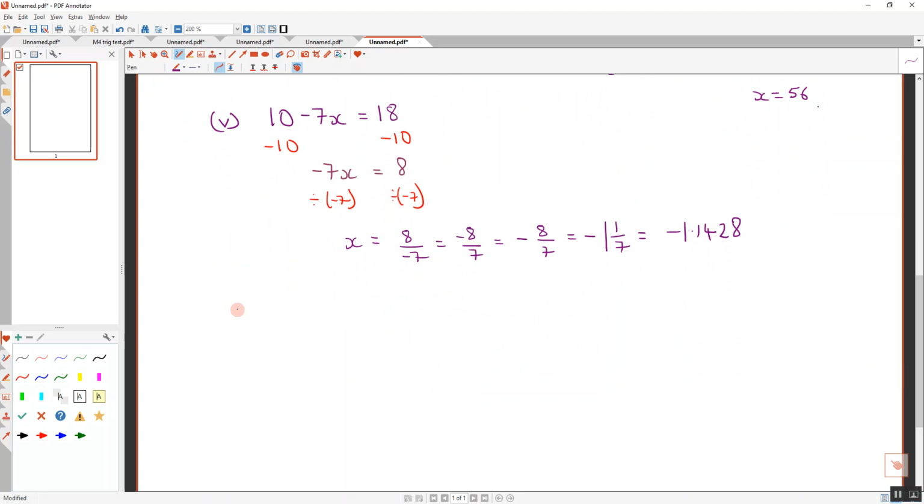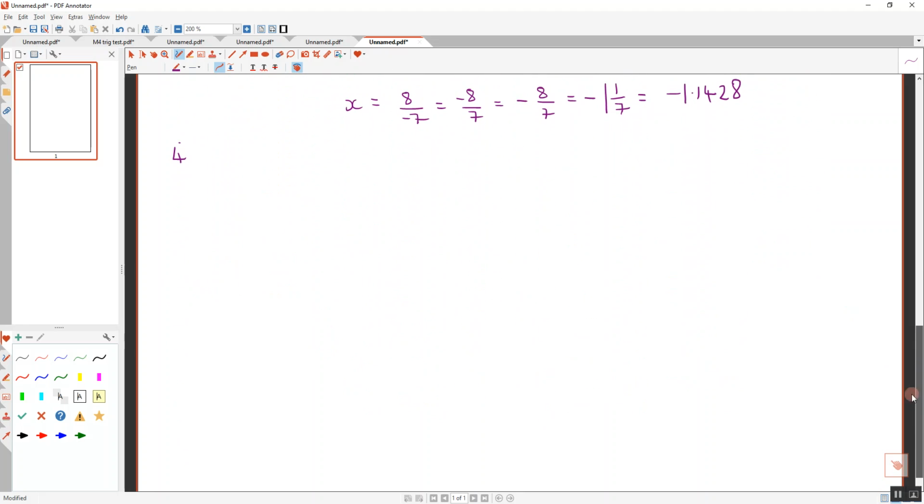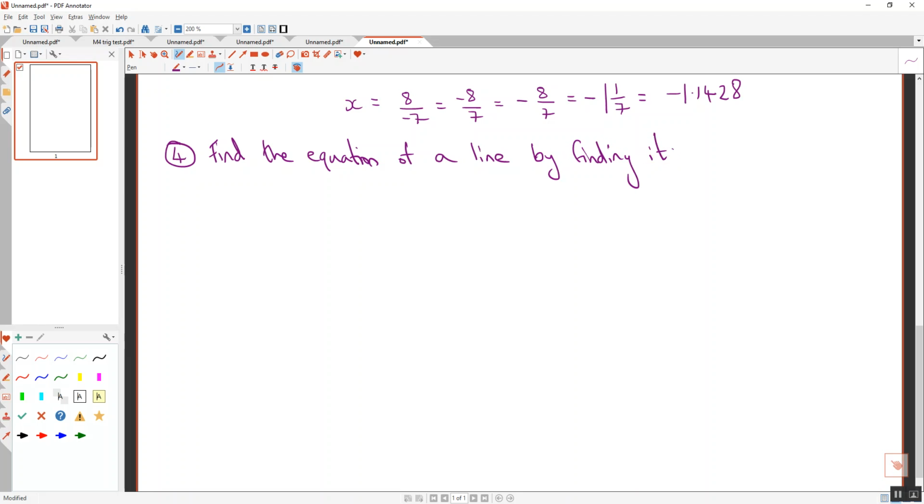All right, so the last thing. So what is this, number 4? Yes, this is number 4. Okay, let's see how well we remember this. Find the equation of a line by finding its gradient and y-intercept.